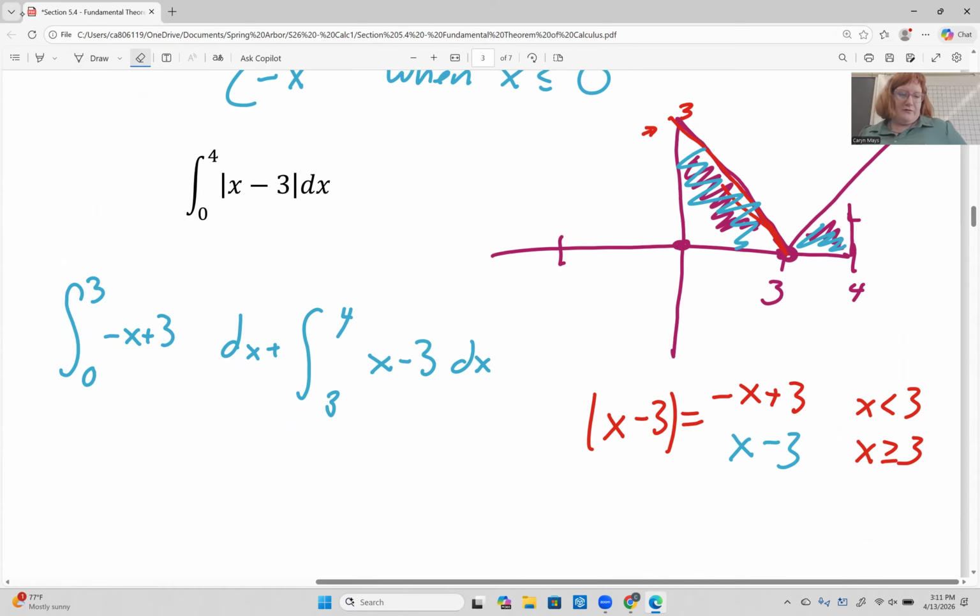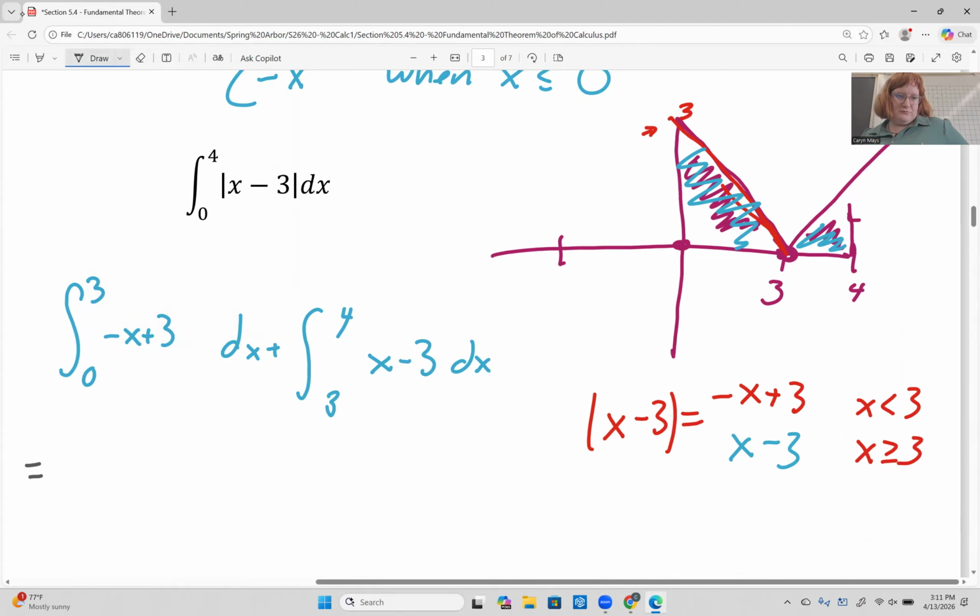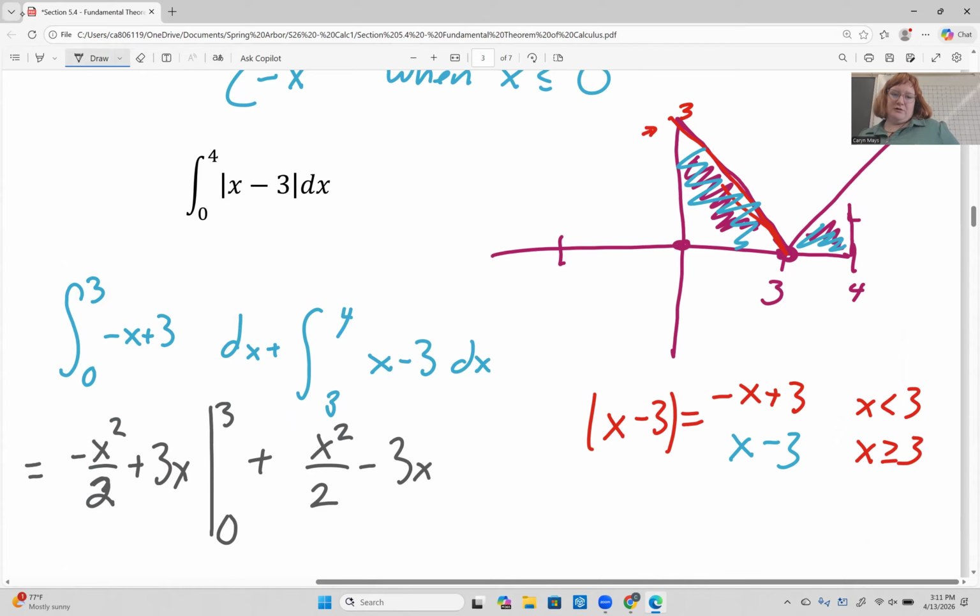What is the antiderivative of negative x plus 3? Negative x squared over 2 plus 3x. I'm going to plug in from 0 to 3 on that. Plus the antiderivative of x minus 3: x squared over 2 minus 3x, from 3 to 4 on that one. It's appropriate to put parentheses on these for what's getting plugged in with which bar.